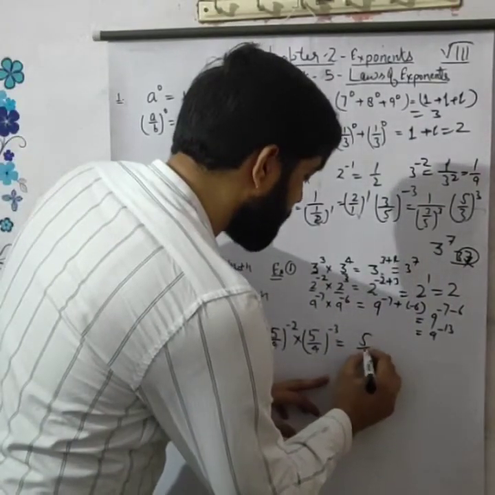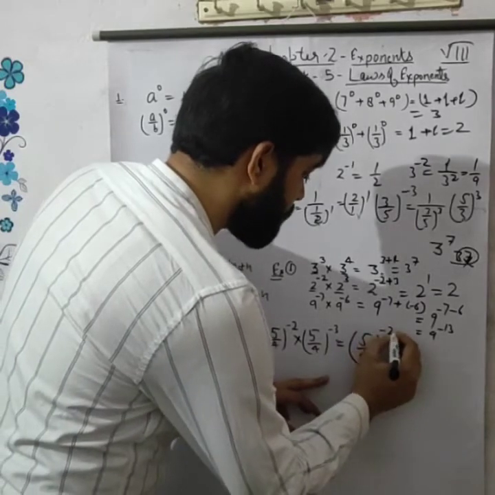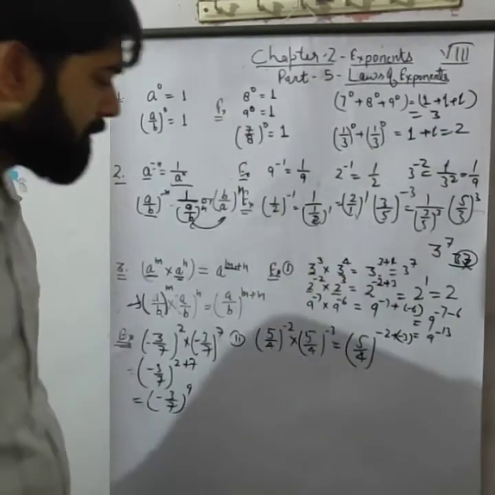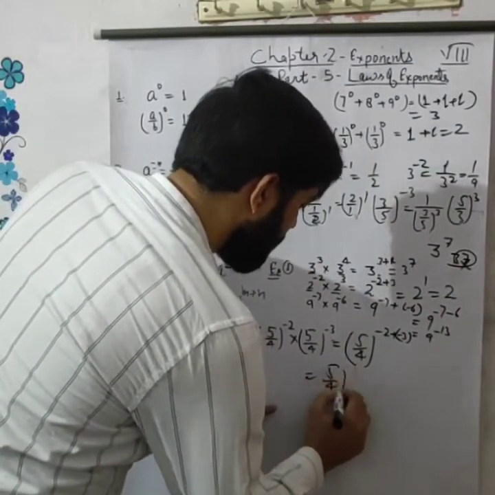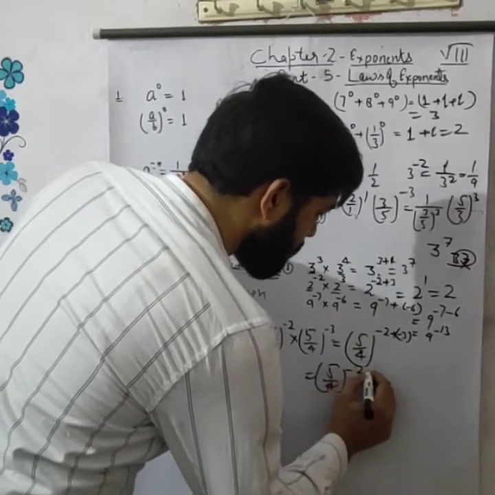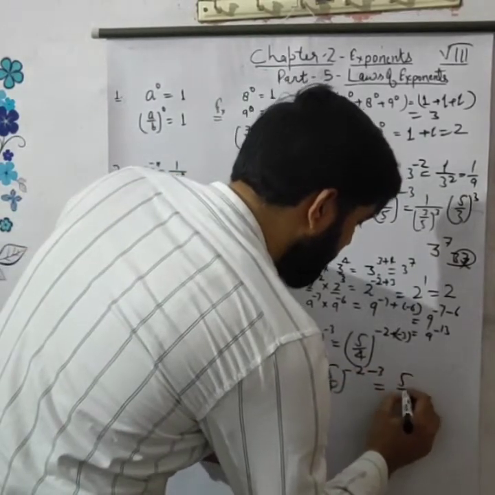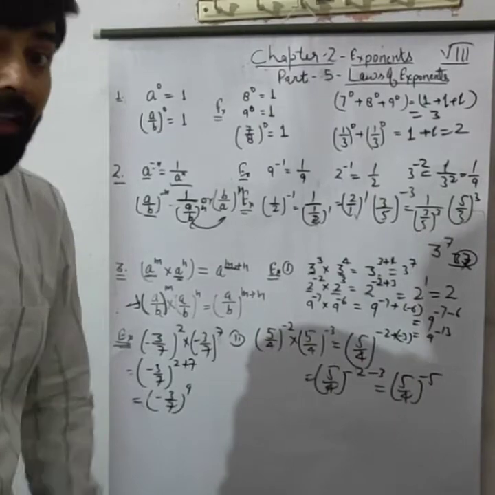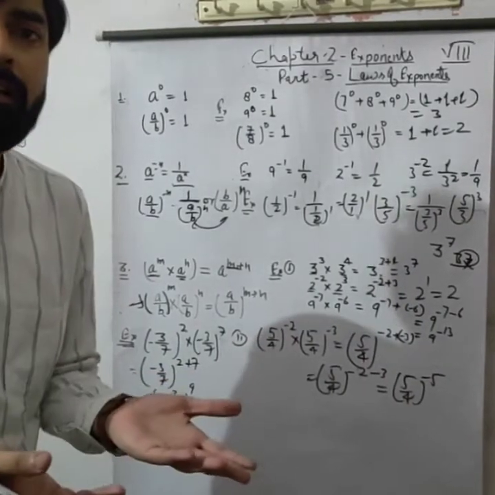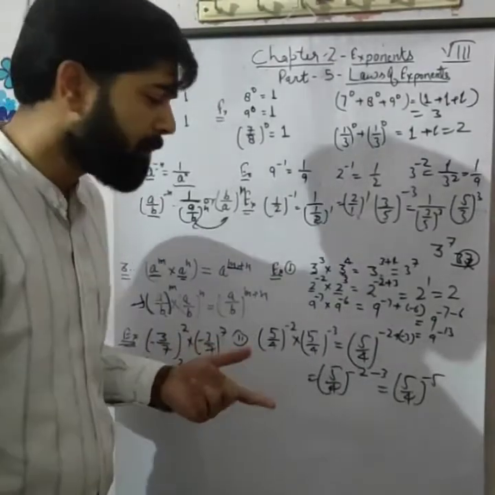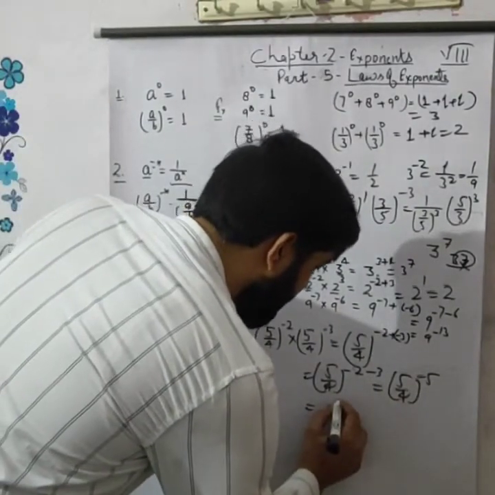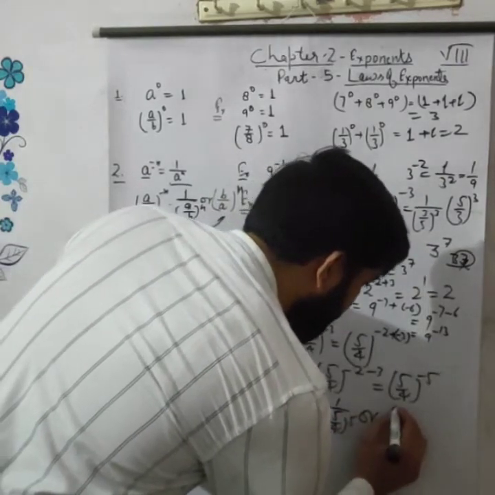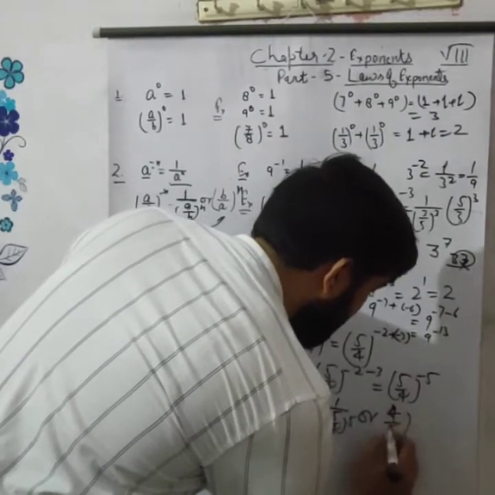Now here is (5/4)^−2 times (5/4)^−3. Then (5/4) raised to the power −2 plus −3, which is −2 minus 3. Then (5/4) raised to the power −5. You can also use one more law, the negative exponent law. We can write it as 1 upon (5/4)^5, or (4/5)^5.